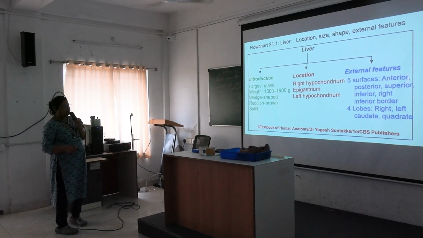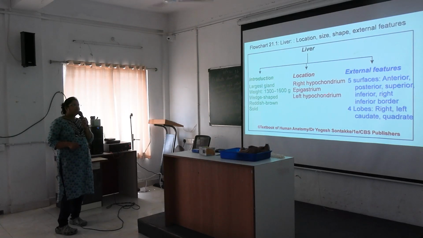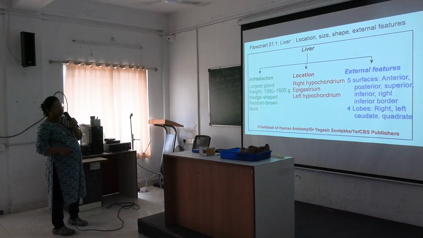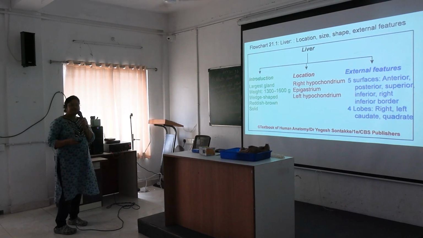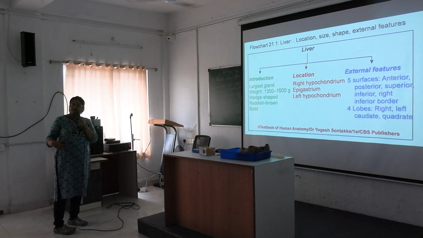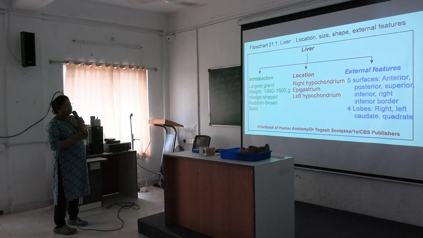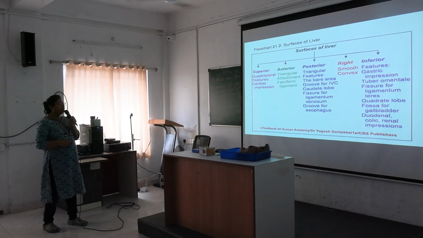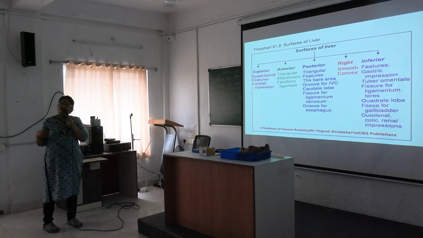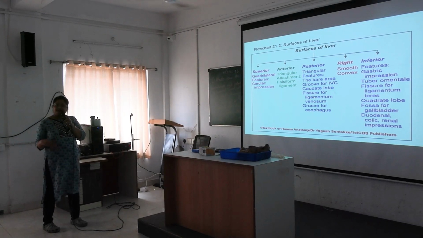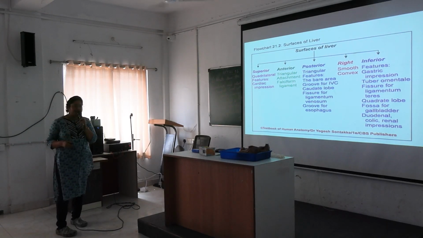External features: it has 5 surfaces, anterior, posterior, superior, inferior, right lateral, and an inferior border. And 4 lobes are there: right lobe, left lobe, caudate lobe, quadrate lobe. The caudate lobe is lying in the posterior surface, the quadrate lobe in the inferior surface. We will discuss. The superior surface is quadrilateral, it has the cardiac impression in the middle, the concave part. The anterior surface is triangular, and you will identify it by the attachment of the falciform ligament.